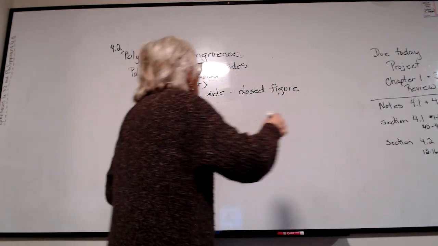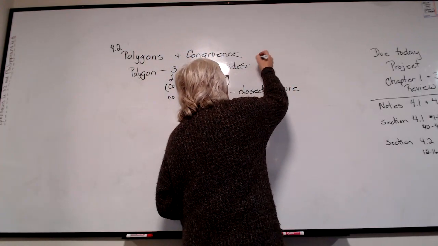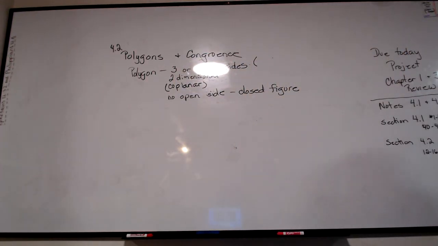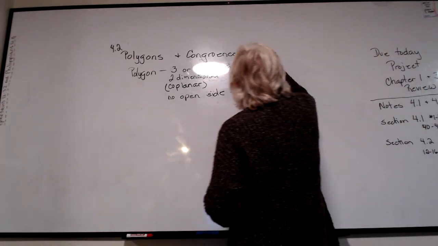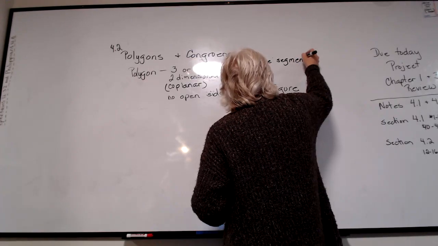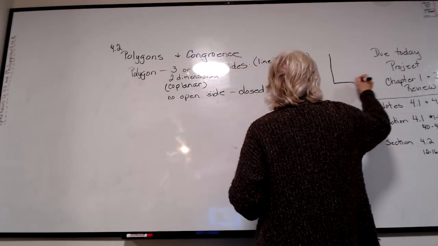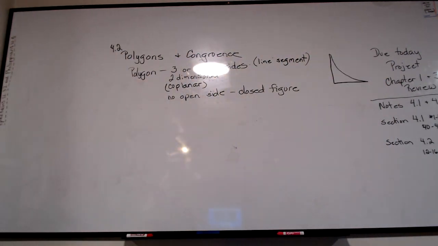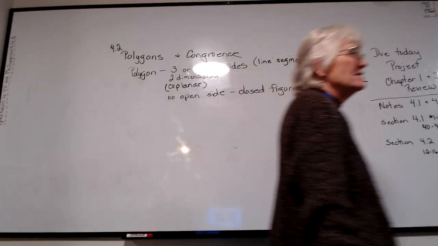Now, when we talk about the sides, what are the sides? Are they circles? Are they squiggly lines? Are they waves? Yes, line segments. A polygon has to have a line segment as a side. Okay, so this drawing here is not a polygon because that is not a straight line on that third side. All lines have to be line segments. They can't be curved lines, they have to be straight lines. Okay.